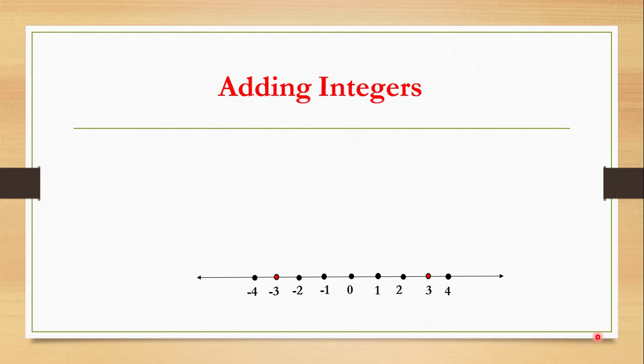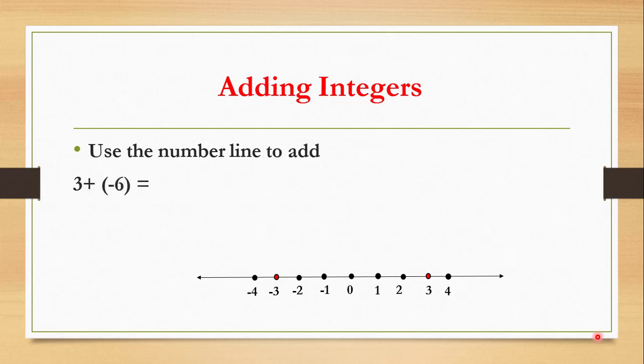If you want to add integers using the number line, for example, 3 plus negative 6. To add a negative number, it means move to the left. So let's start from 3, then move to the left 6 steps. So the result will be negative 3.